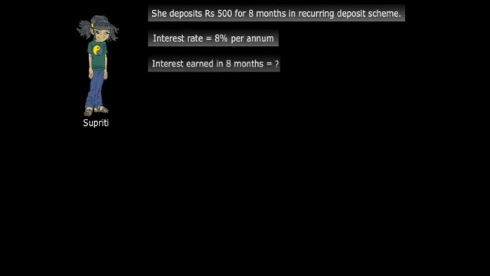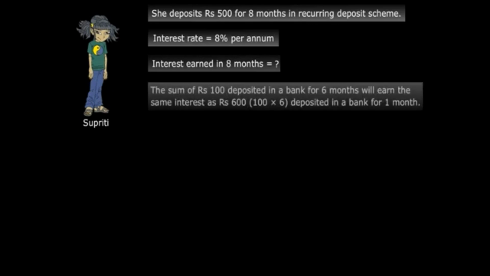What should we do first? Firstly, we find the equivalent principal for 1 month. Why only 1 month? Because the sum of rupees 100 deposited in a bank for 6 months will earn the same interest as rupees 600. That is rupees 100 into 6, that is deposited in a bank for 1 month.